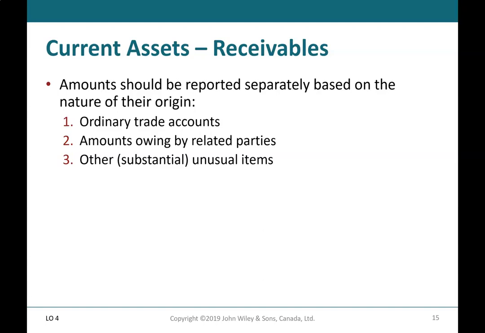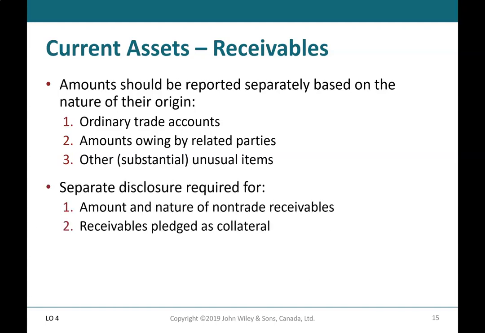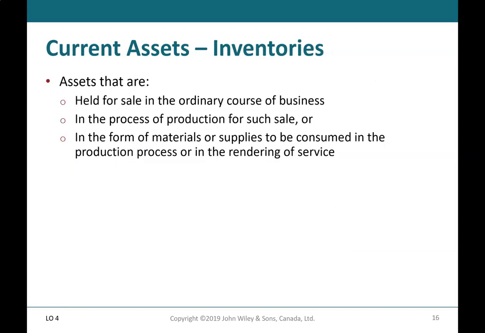Current assets, receivables. Amounts should be reported separately based on the nature of their origin: 1. Ordinary trade accounts. 2. Amounts owing by related parties. 3. Other substantial unusual items. Separate disclosure required for 1. Amount and nature of non-trade receivables. 2. Receivables pledged as collateral. Accounts receivable valued at net realizable value.